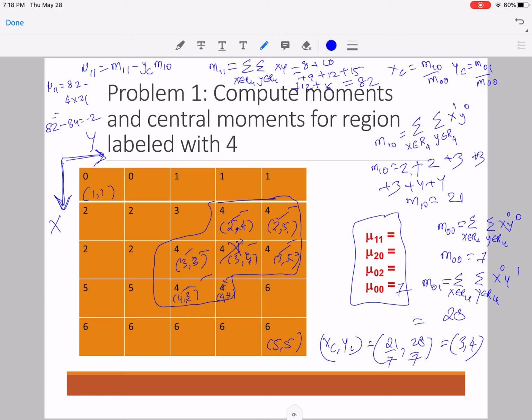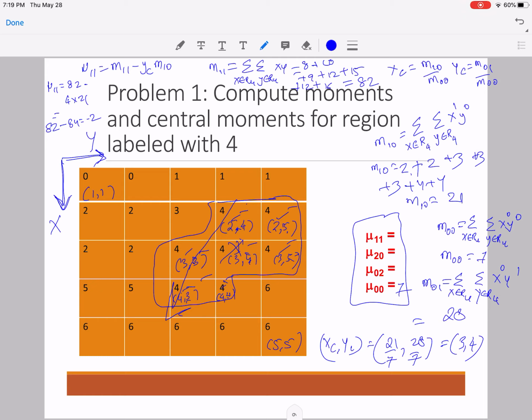So as x increases, y seems to decrease. You can observe here that as x increases, y seems to be decreasing, like that. So covariance is negative. It shows that as x increases, y decreases. So that's how these moments and central moments give you an indication of how this object is shaped.